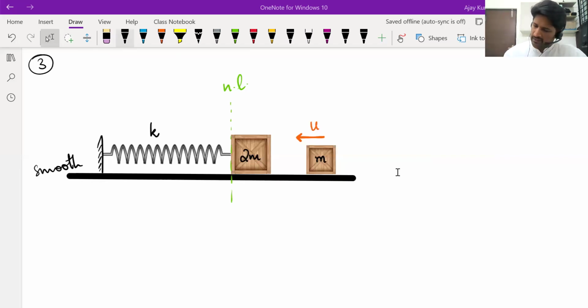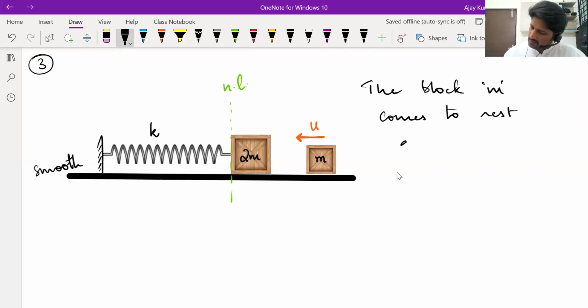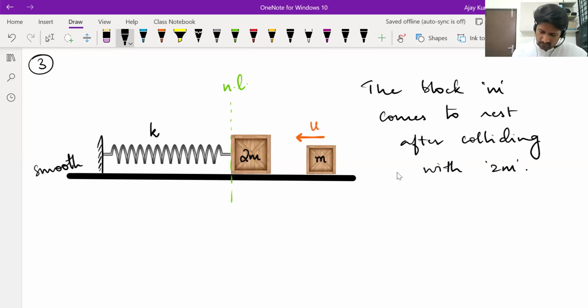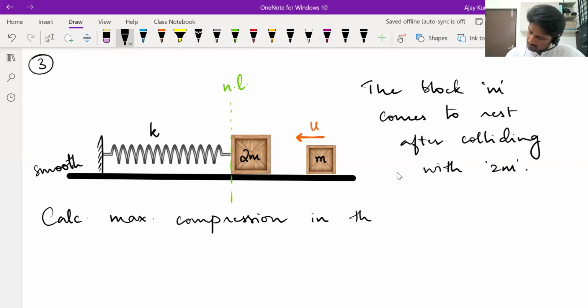So suppose you are told that the block of mass m comes to rest after colliding with 2m. And the question is to calculate the maximum compression in the spring. How can we do this?